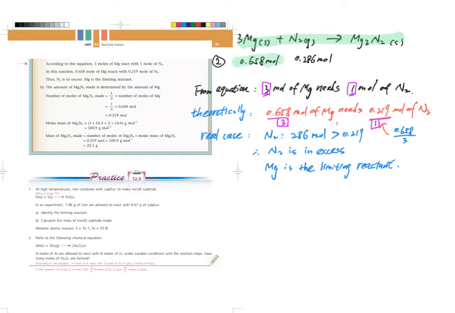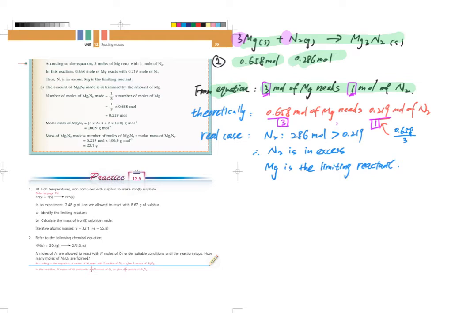For example, the number of moles of magnesium is equal to 0.658 mole. The number of moles of nitrogen is equal to 0.286 mole. And after that, from the equation, the mole ratio is 3 moles of magnesium needs 1 mole of nitrogen. From the equation, you will see that 3 moles of magnesium react with 1 mole of nitrogen.